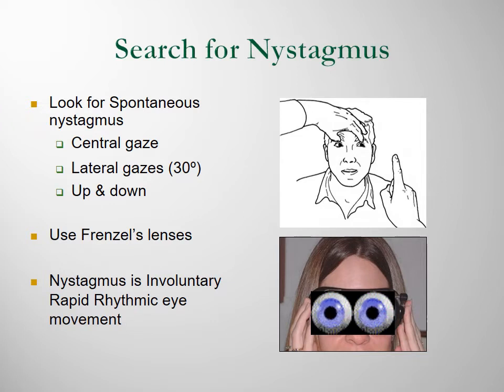Nystagmus. Searching for nystagmus. Nystagmus is involuntary rapid rhythmic eye movement, sometimes suppressed by fixation, so we use the Frenzel lens to look for these suppressed nystagmus. We can look for spontaneous nystagmus in a central gaze looking forward, and in a lateral gaze 30 degrees to the right or to the left, and also up and down.